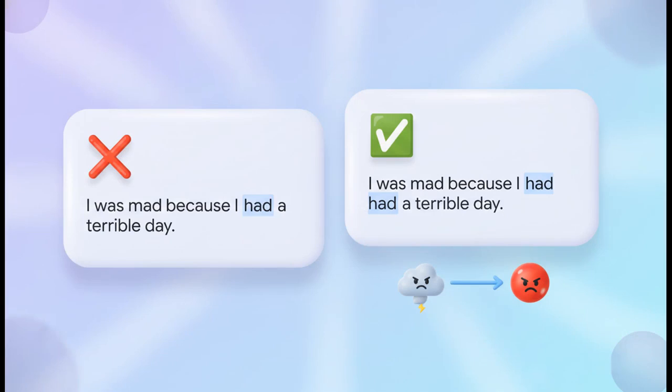And here is why this is so important. A lot of learners say, I was mad because I had a terrible day. If you want to show that the terrible day happened before you got mad, you are missing something. To clearly show the past of the past, we need to say, I was mad because I had had a terrible day. That extra had builds a super clear timeline for your story.